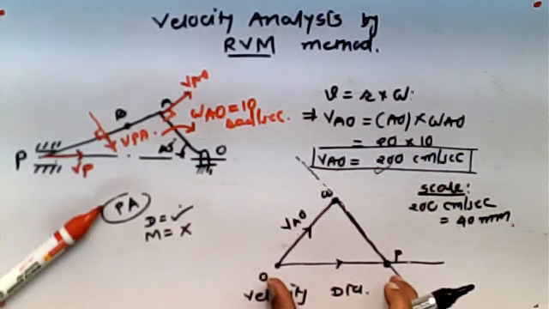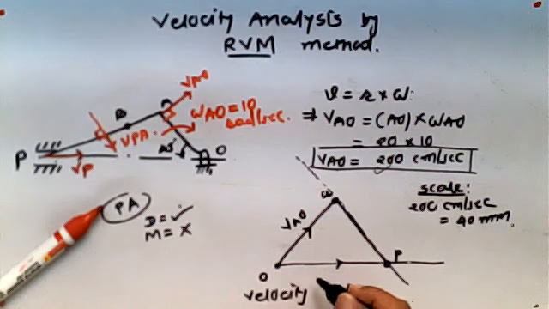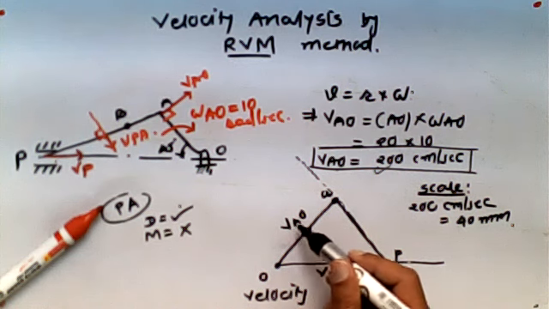Now, as these two lines intersect here, you can get the magnitude for this particular piston. What is the velocity of that piston? You can measure it. So I'm writing velocity of P with respect to O, that will be the absolute velocity, or you can simply write it as velocity of P. Here also you can write it as velocity of A.